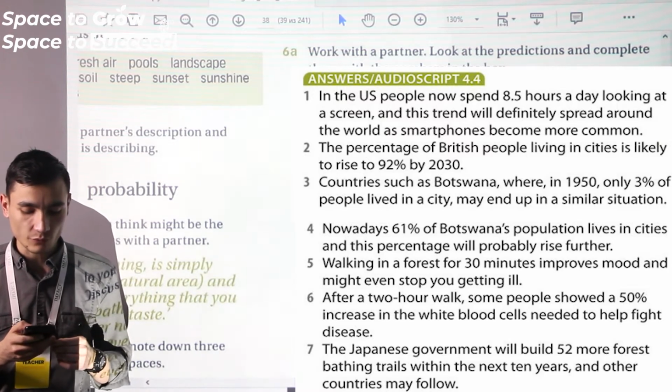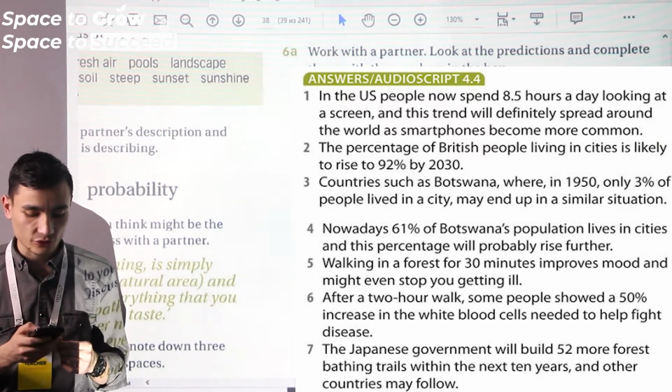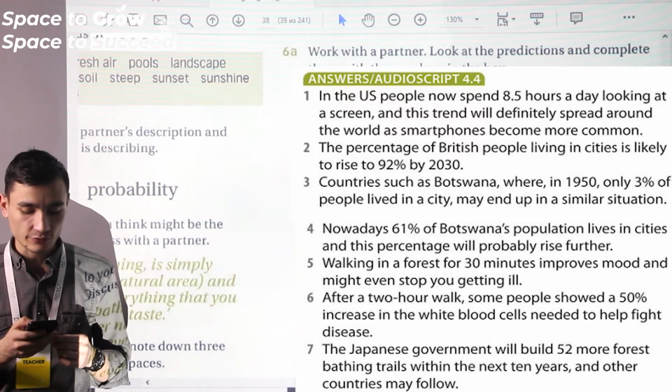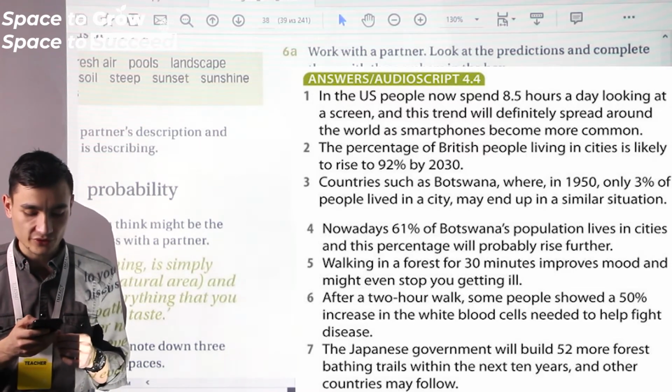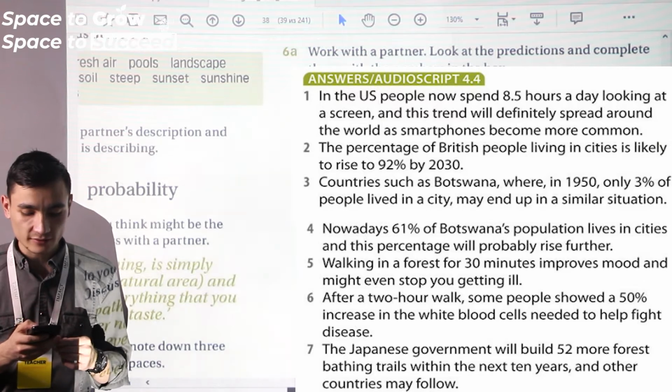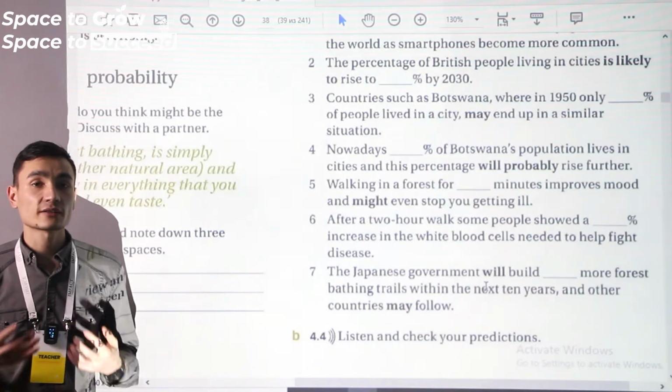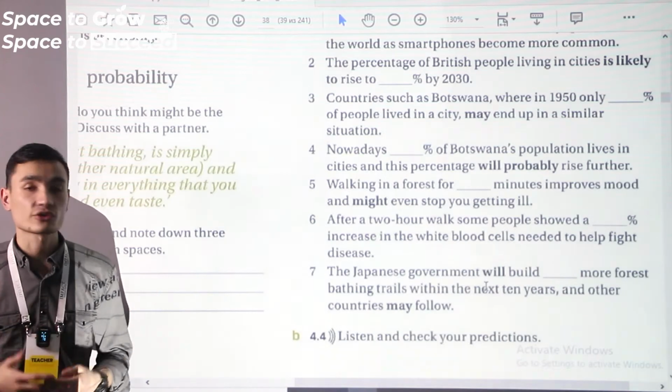5. Walking in a forest for 30 minutes improves mood and might even stop you getting ill. 6. After a 2-hour walk, some people showed a 50% increase in their white blood cells needed to help fight disease. 7. The Japanese government will build 52 more forest bathing trails within the next 10 years, and other countries may follow. Exercise 6B. Listen and check your predictions one more time.